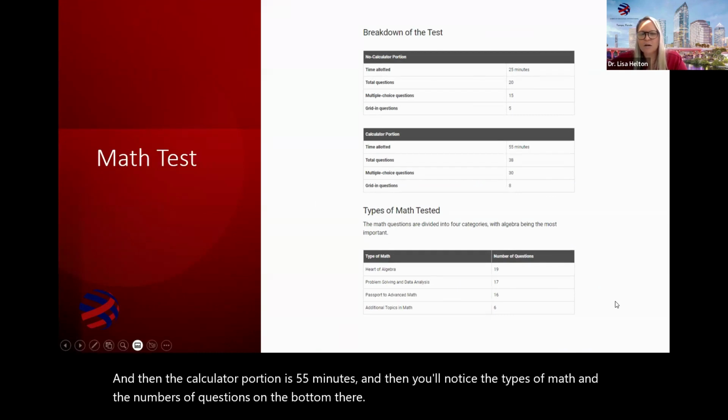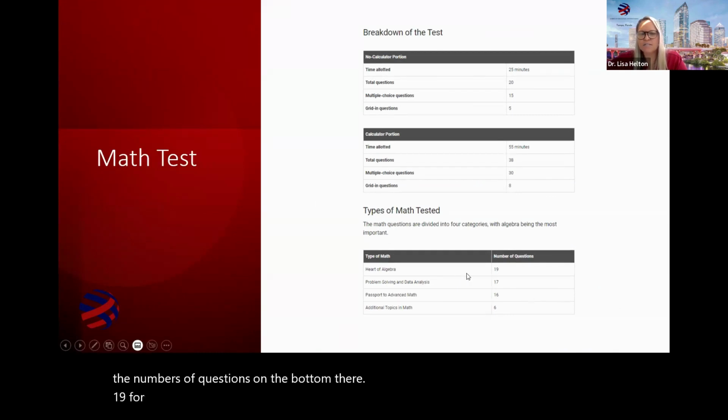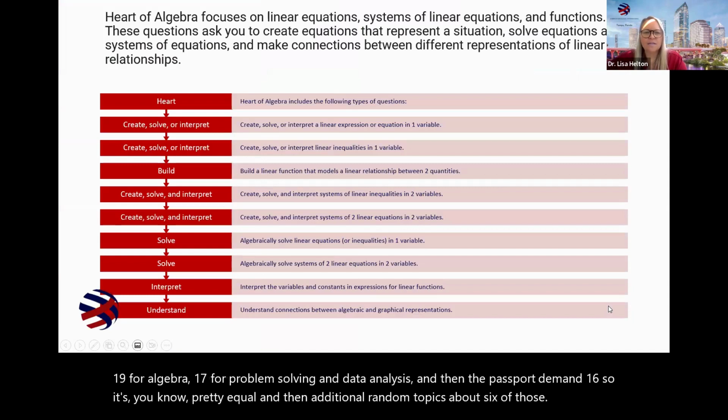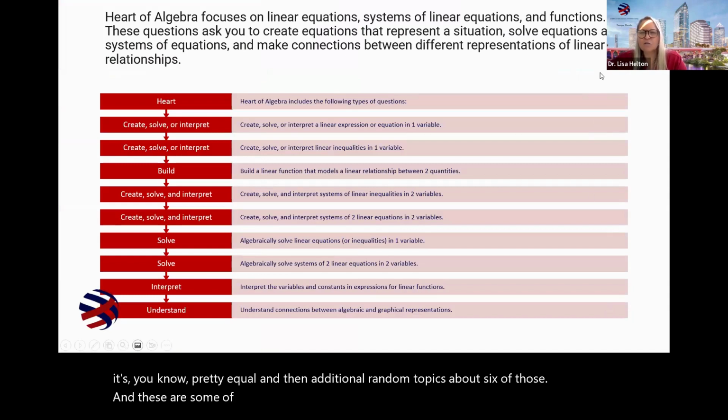19 for algebra, 17 for problem solving and data analysis, and then the passport to math 16. So it's pretty equal. And then additional random topics, about 6 of those. And these are some of the objectives. I'll let you take a quick glance at what some of the objectives are within the heart of algebra.